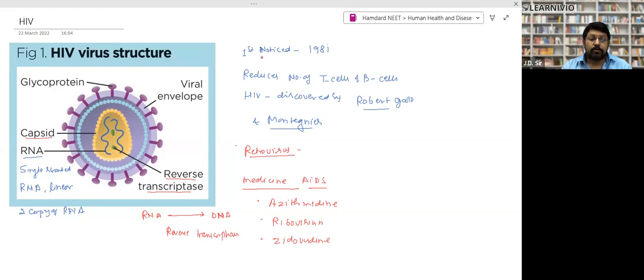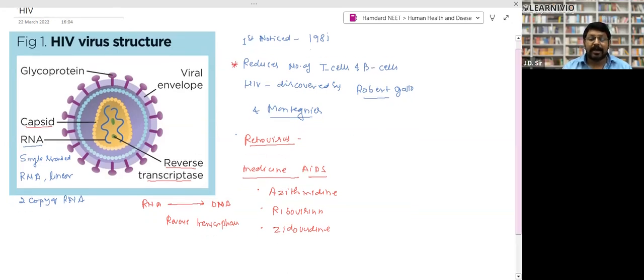So it was first noticed in 1981. What happens? It reduces the number of B cells and T cells. Important. It reduces the number of B cells and T cells. HIV was discovered by Robert Gallo, right? And Montagnier, right? Robert Gallo and Montagnier. It is a type of retrovirus, meaning it's an RNA virus.